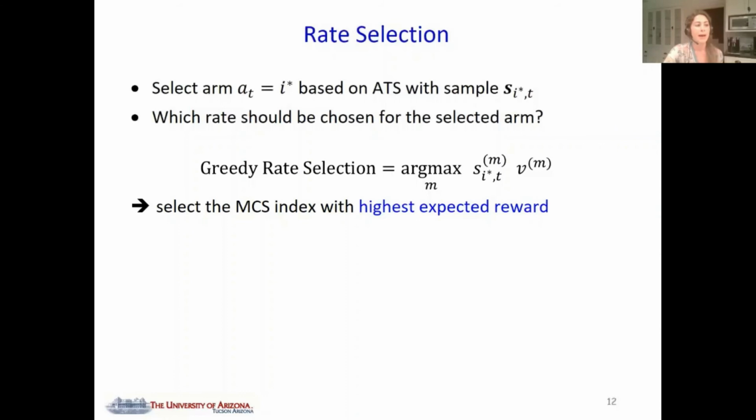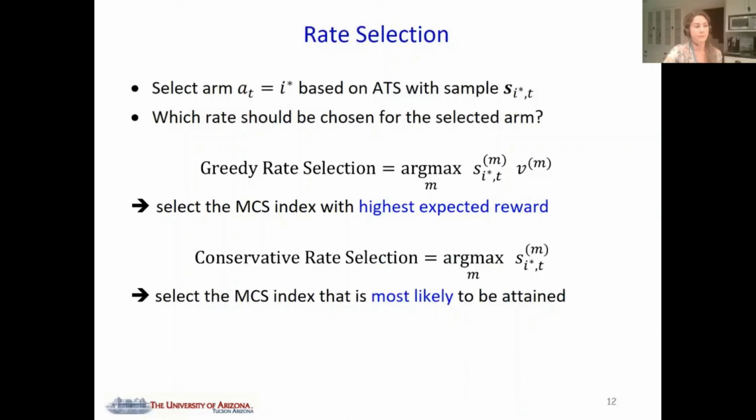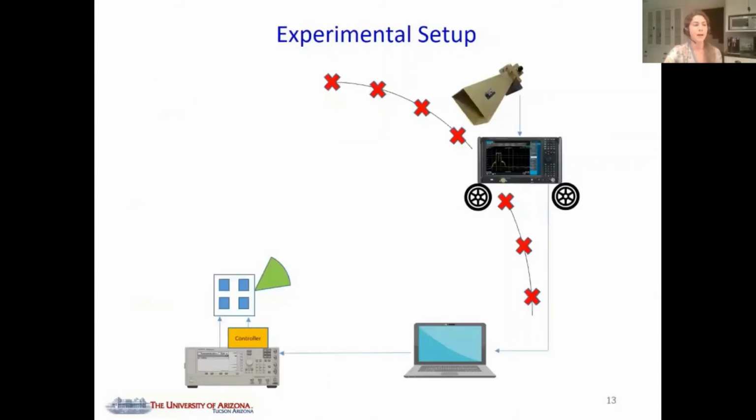And then we have the conservative selection, which in contrast selects the MCS index that's most likely to be attained, regardless of its associated rate, as long as it's non-zero. So now let's move on with the performance evaluation.